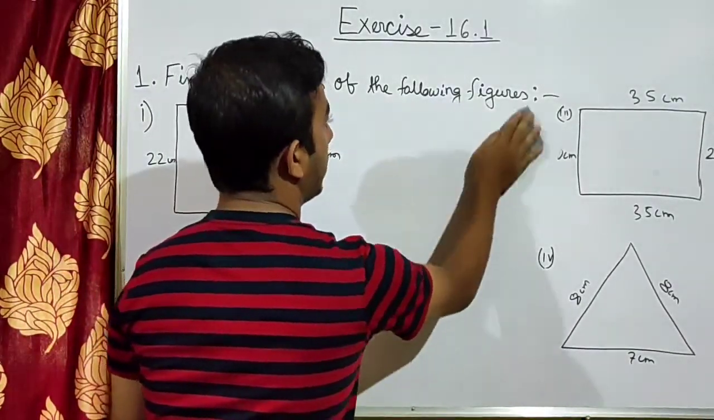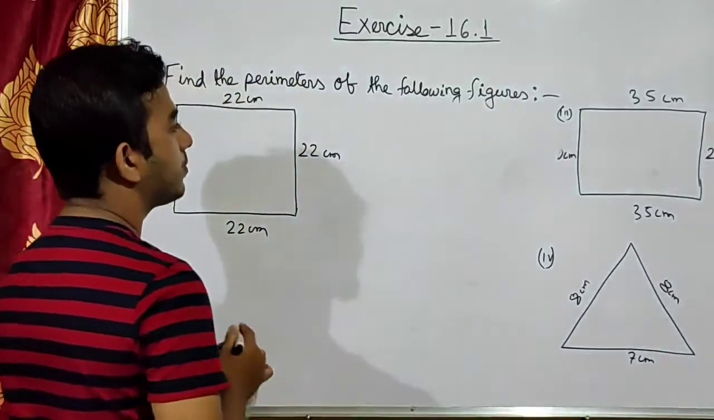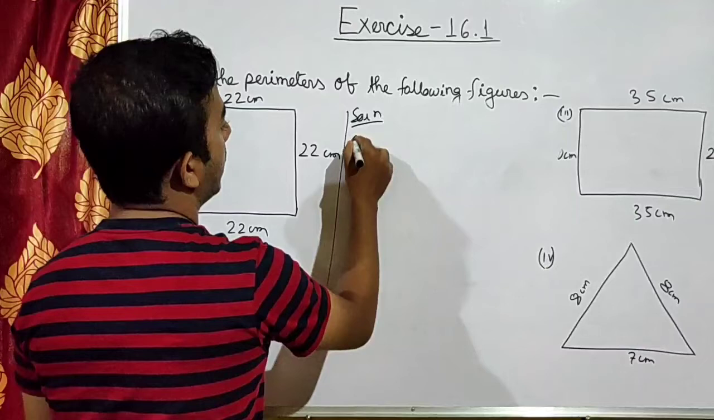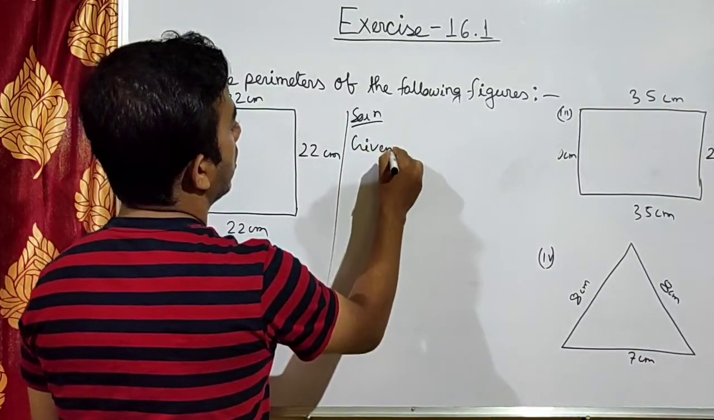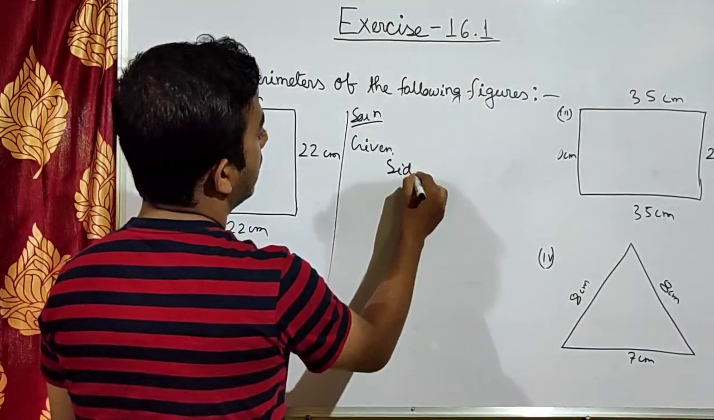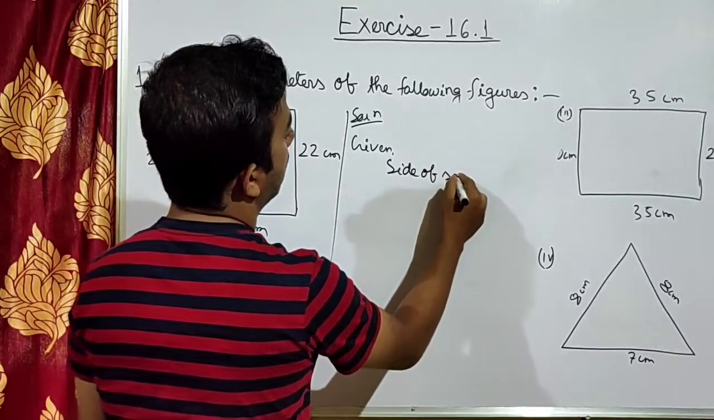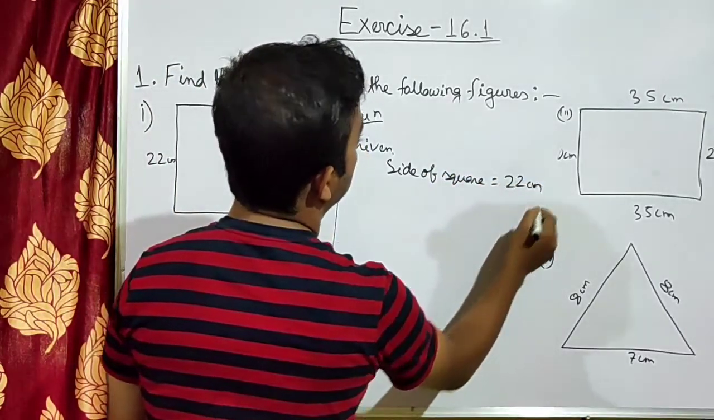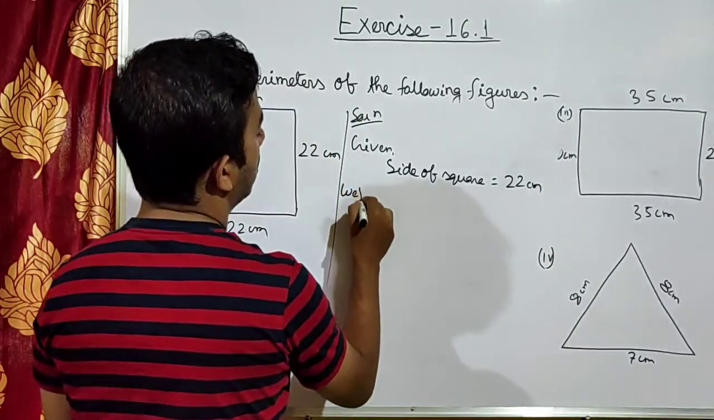So what will we write? We will write the solution, then given: side of square. Side of square equals how much? 22 centimeter.